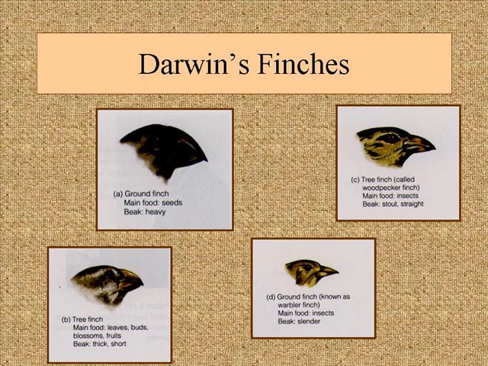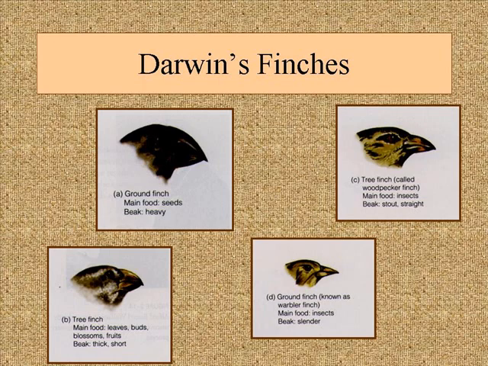Meanwhile, there was a tree finch that ate insects and lived in the trees. So what do you need for digging insects out of tree bark? You need a long, straight beak, and that's what this particular species had. There was another tree finch that ate tough foods like tree buds, and for that you'd need a tough, heavy beak, which is what this species exhibited.